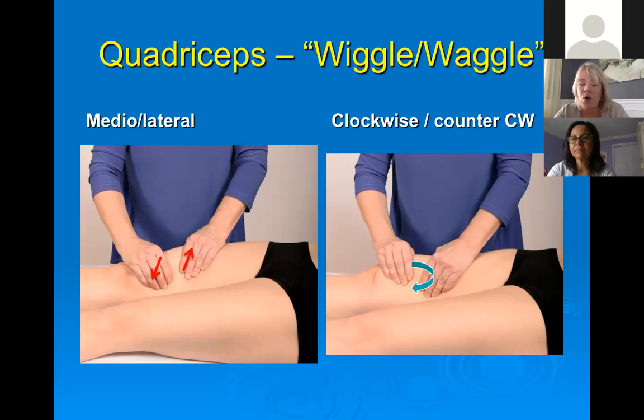So you can work locally like that, as I said, center, medial, lateral aspect of quads, closer to the knee, away from the knee.